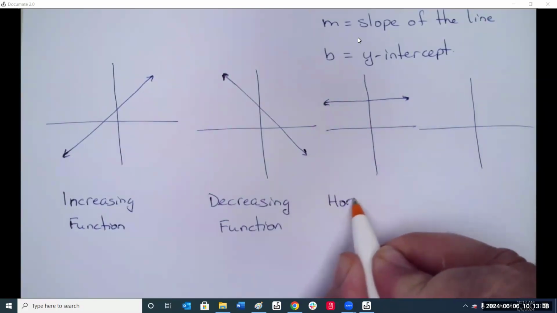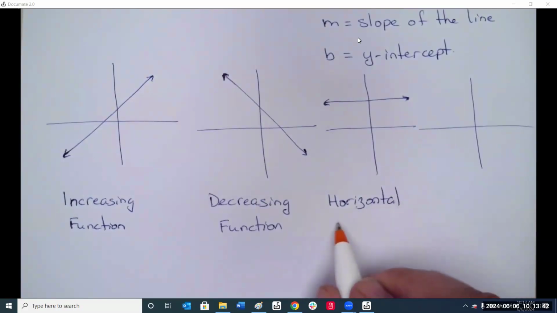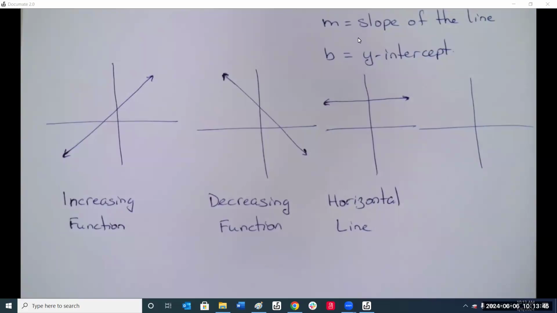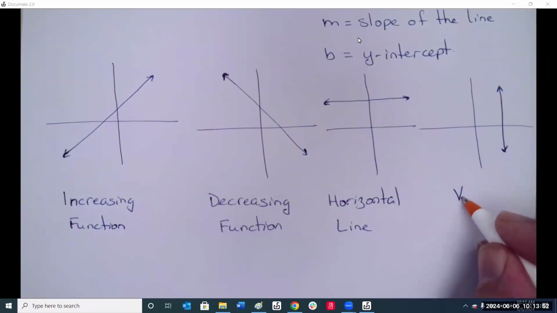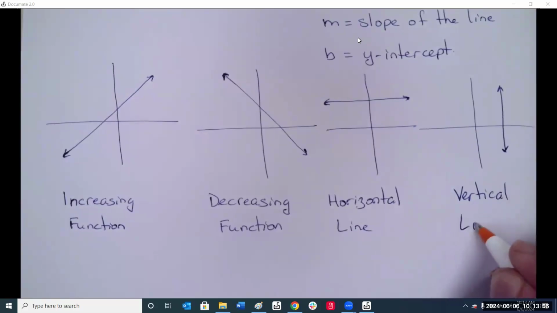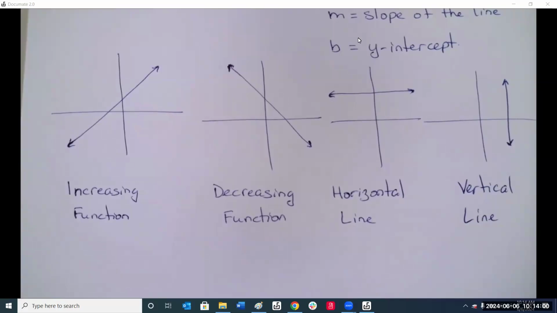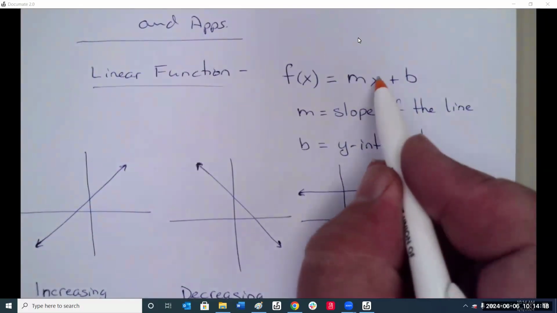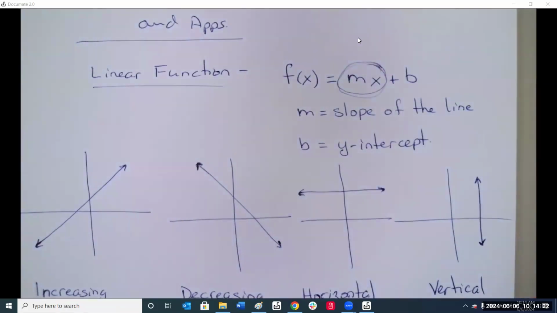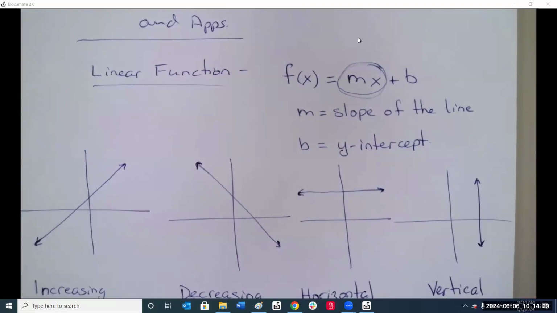We have a horizontal line, and we have a vertical line. Each one of these, the basic shape of them, I should say, are defined by this part of the equation. The y-intercept simply moves it up and down. That's all it does.